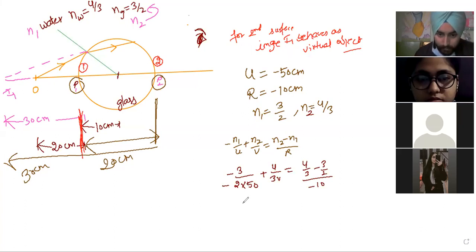So this is 3/100, that is 4/3v. By taking LCM from this side, what will we get? 6, 8 minus 9, that is -1/6, -1 cancelled, so it is 1/60.